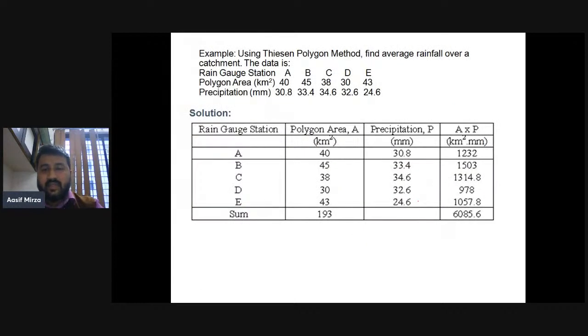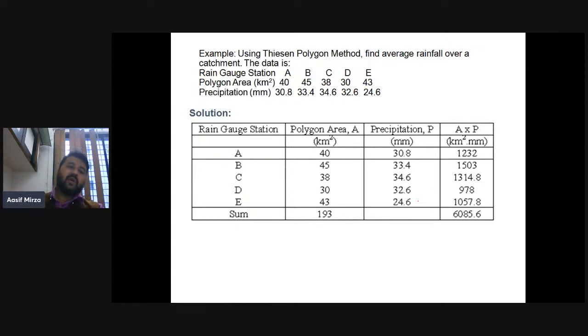Now, the example on it is an example of using the Thyssen polygon method to find average rainfall over a catchment. The data is given for rain gauge stations A, B, C, D, E, in which the polygon area in kilometer square is 40, 45, 38, 30, 43, and precipitation in mm is 30.8, 33.4, 34.6, 32.6 and 24.6 respectively.